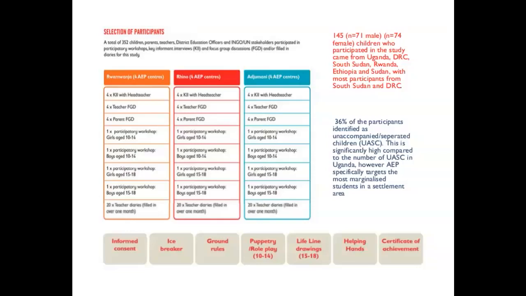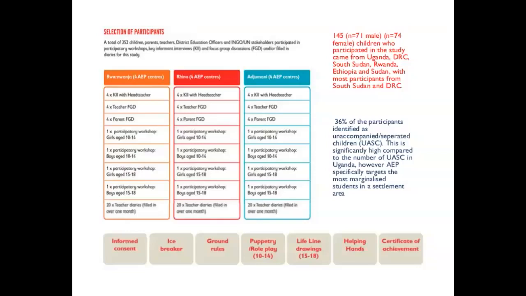From the study, we had some really interesting findings, which Lindsay and Leo are going to discuss in depth over the next 30 minutes. But maybe just the key things to pull out: 36% of the participants identified were unaccompanied and separated children. This is significantly high compared to the number of unaccompanied and separated children in Uganda. However, the AEP specifically targets the most marginalised students in the assessment area, so it was representative of the students involved in those programs.